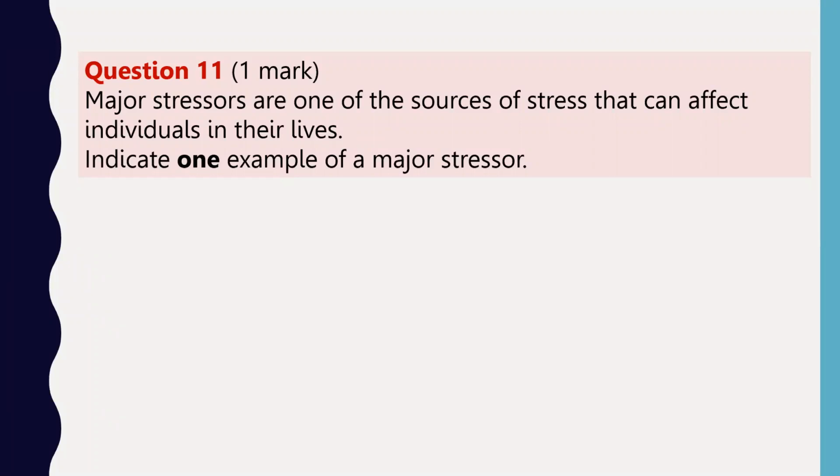Alrighty, so time is up. Now, let's look at an example. Yes, getting into a car accident can be an example of a major stressor because it doesn't happen to everyone at some point in their life. In fact, some people will drive for 50 years, they'll never get into a car accident. So it can be an example of a major stressor.